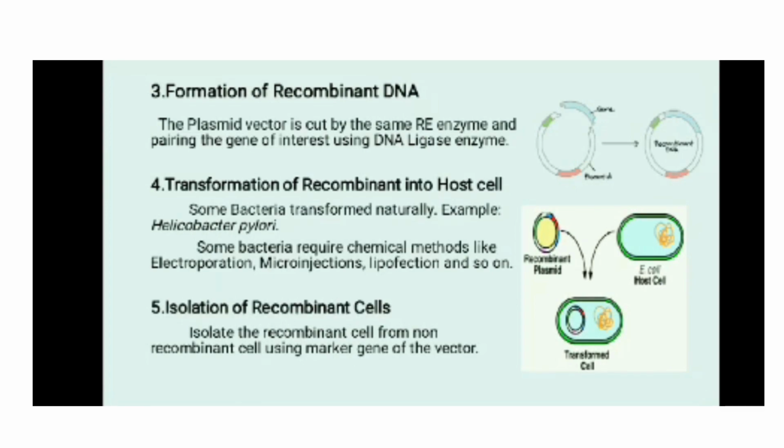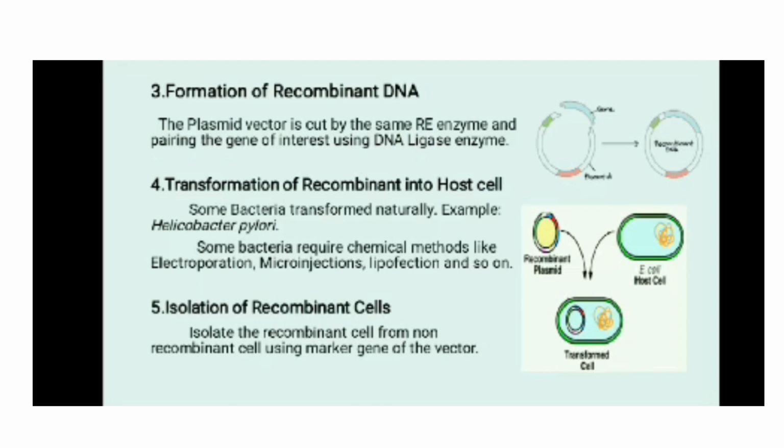The transformation occurs naturally in some bacteria like Helicobacter pylori. Some bacteria require chemical methods like electroporation, microinjections, liposuctions, and so on. Step 5. Isolation of recombinant cells.